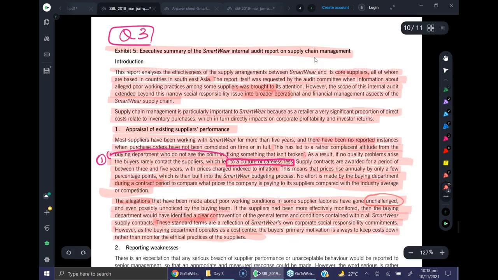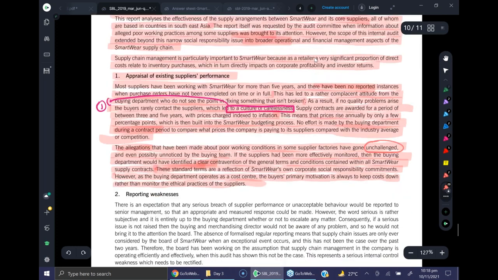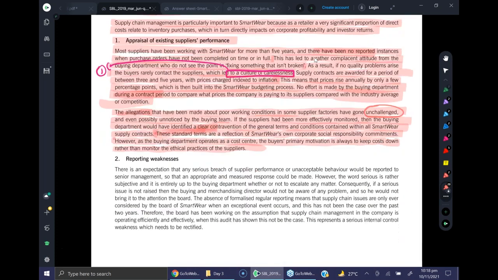Okay, the last paragraph of the exhibit says reporting weakness. There is an expectation that any serious breach of supplier performance or unacceptable behavior would be reported to senior management so that an appropriate measured response could be made.